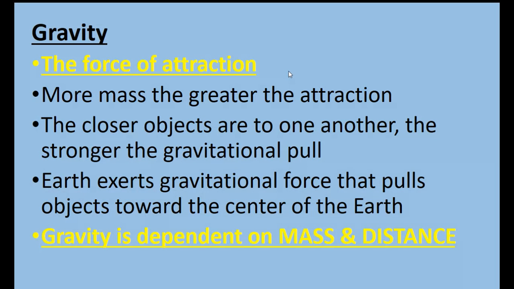So Earth is the third rock from the sun. Mercury is closest. So because Mercury is closer, there's a stronger attraction between Mercury and the sun. Earth exerts gravitational force that pulls objects towards the center of the Earth. You guys know all this. You've heard this a million times. I believe it's already in your brain.